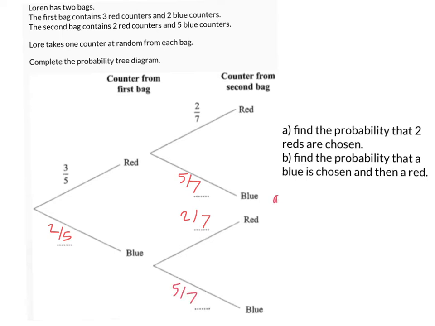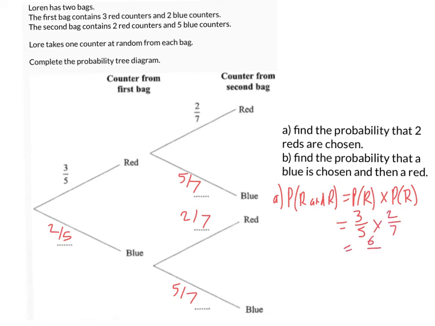Part A. Find the probability that 2 reds are chosen. So we want the probability of red and red. So that's red on the first go, and then red on the second go. Independent events, so we can multiply the probabilities. If we follow the tree diagram, red on the first go is 3/5, red on the second go is 2/7. So it's 3/5 times 2/7. Multiply the numerators and the denominators, and we get 6/35.